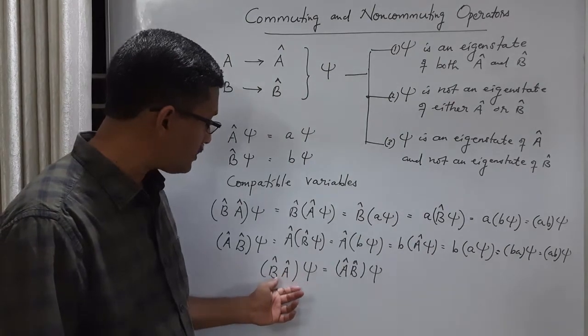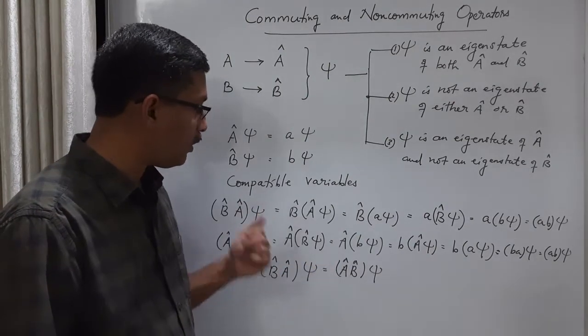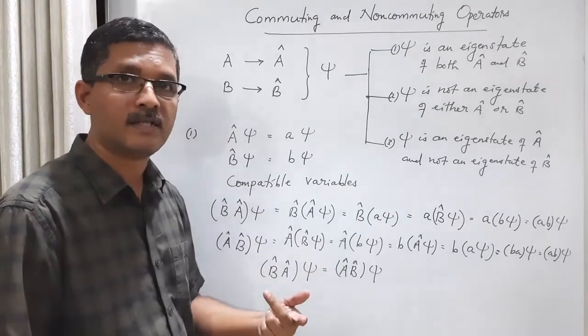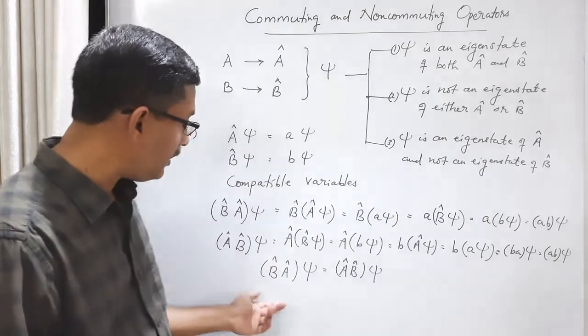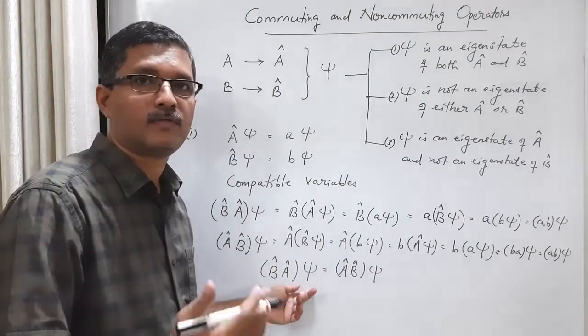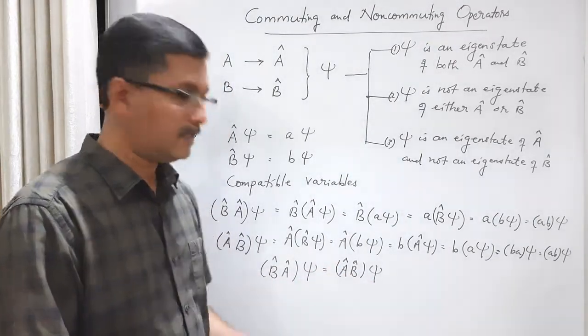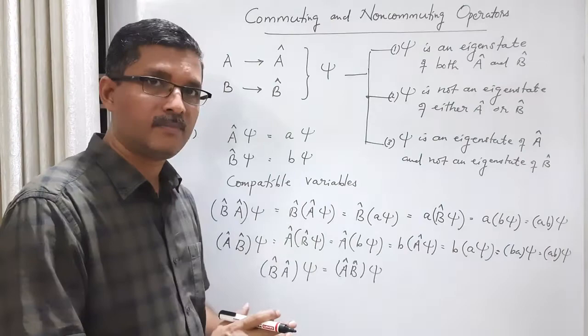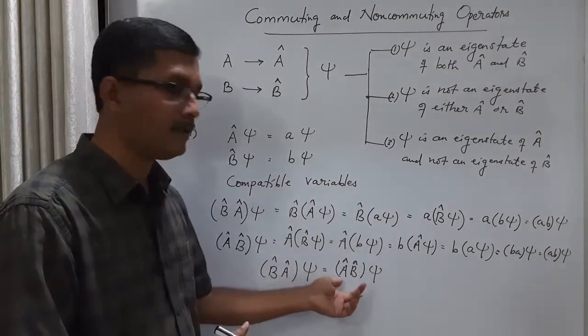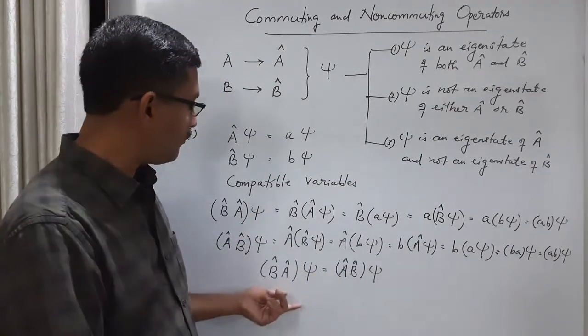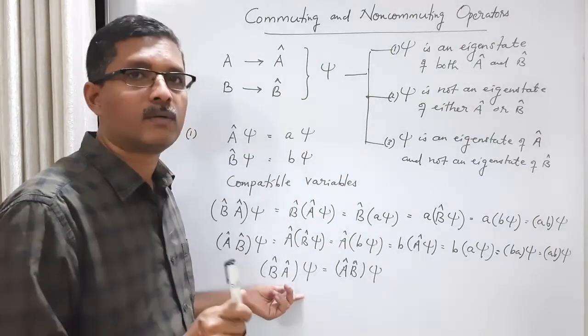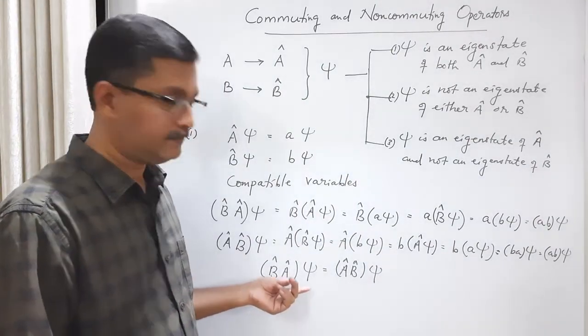We can write BA equal to AB only if psi is any general state of the system. If BA acting on a general state of the system equals AB acting on any general state of the system, then we can conclude that BA equals AB. But here so far we have been talking about one particular eigenstate of A and B.